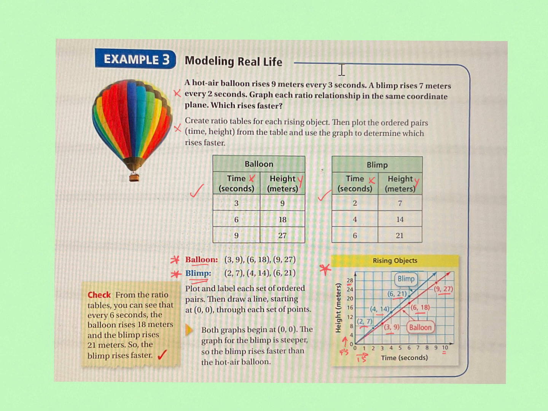So now the question is we need to go back up to the very beginning and ask, what did they ask us? Which rises faster? So we need to know which is coming up faster, the blimp or the balloon. Obviously, when you see that it all starts right here at 0, the blimp goes up and starts rising a little bit faster than the balloon. So your answer here would be, because it says which rises faster, the blimp.